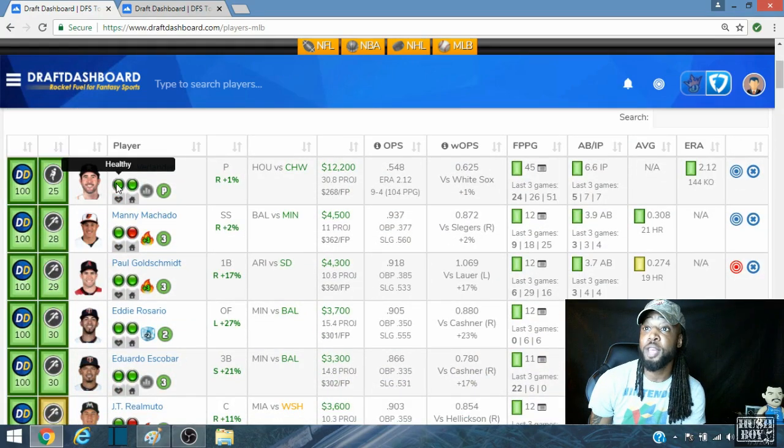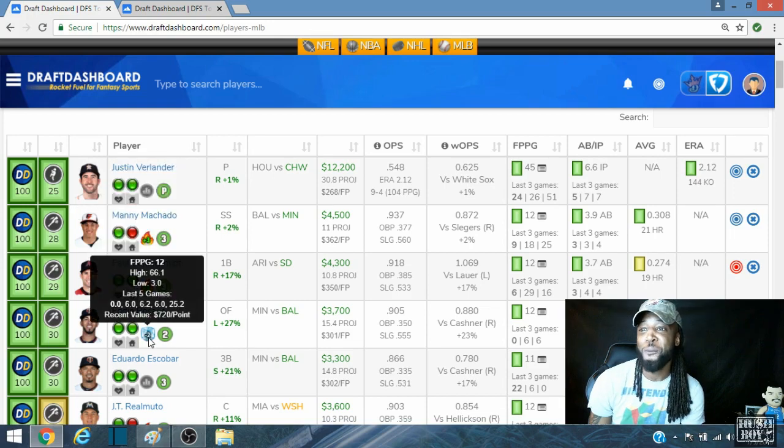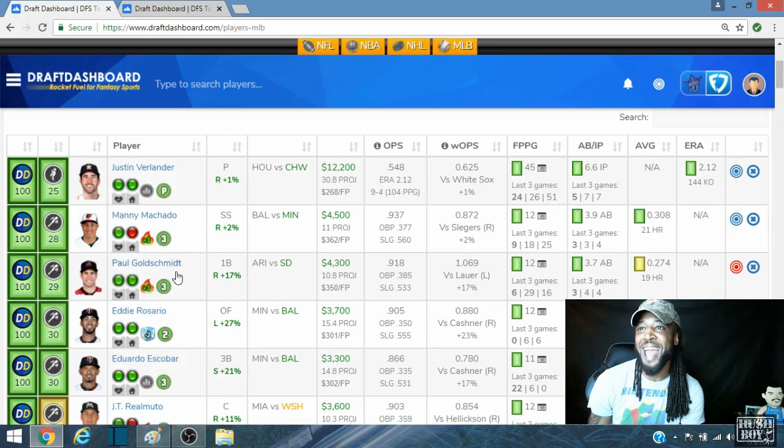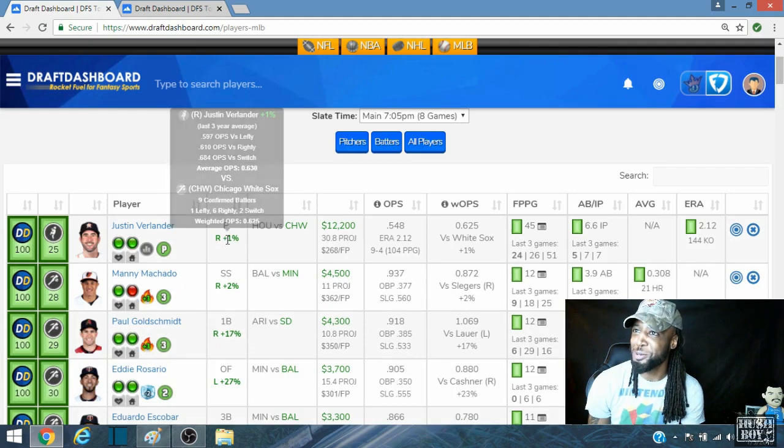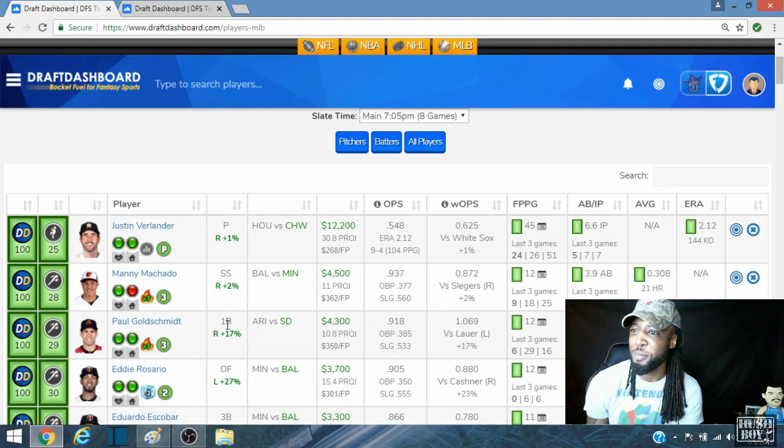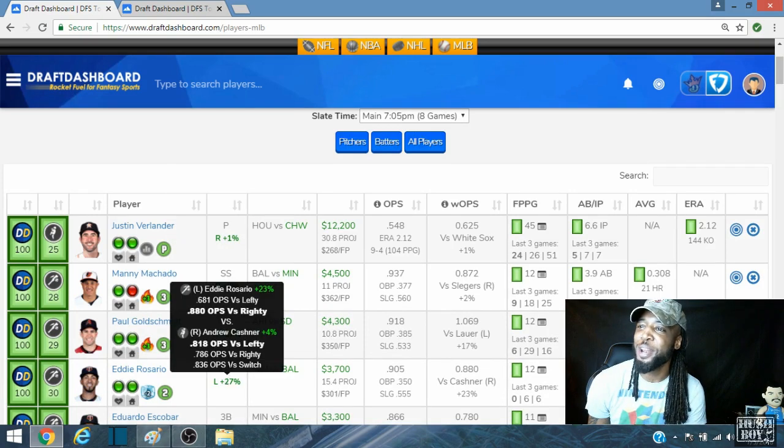You can see the player's health, whether the game is home or away, whether they're hot, whether they're cold, their batting order. This right here shows you this pitcher going against this team. It shows you this player right here is going against this pitcher, and it shows you the OPS.